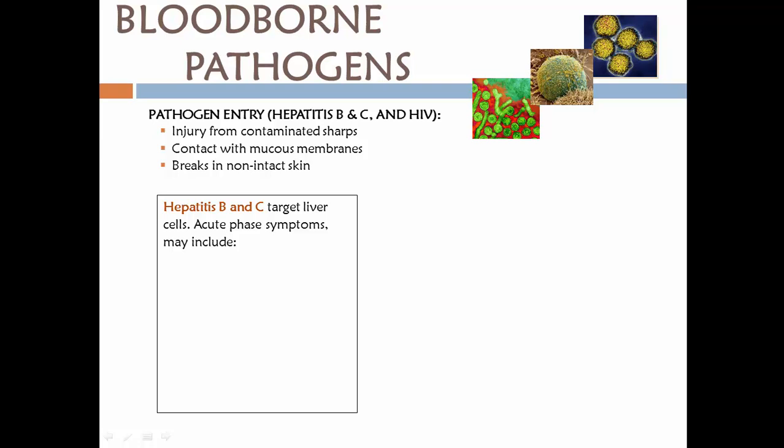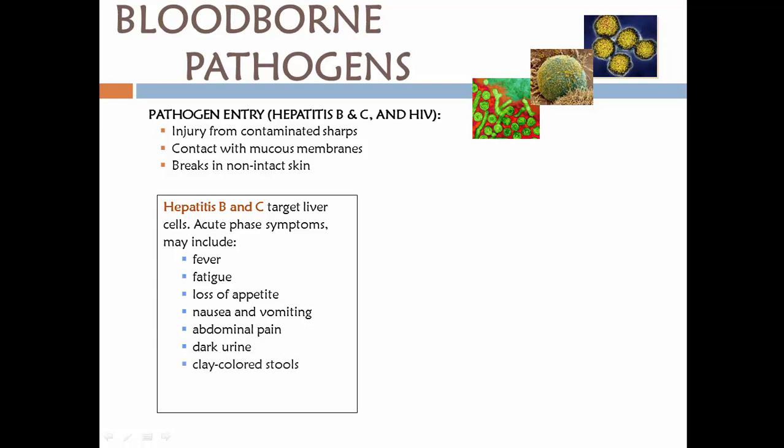Acute phase symptoms may include fever, fatigue, loss of appetite, nausea and vomiting, abdominal pain, dark urine, clay-colored stools, joint pain, or jaundice.